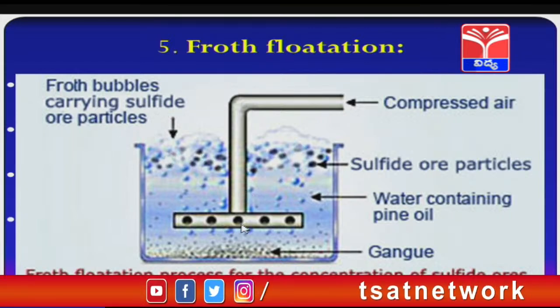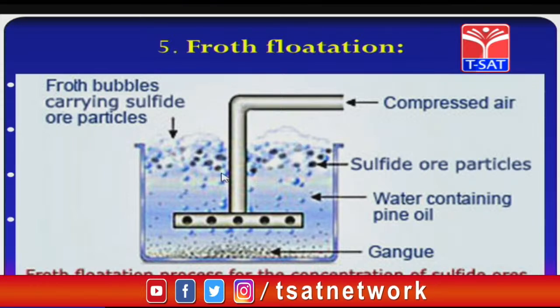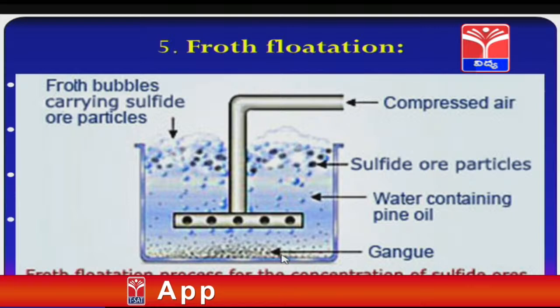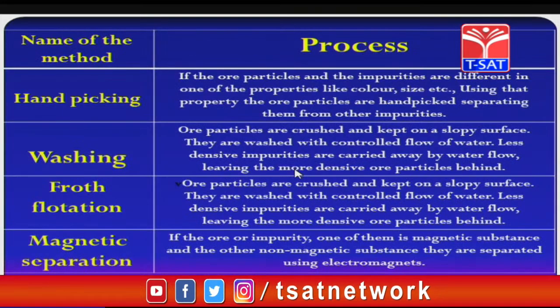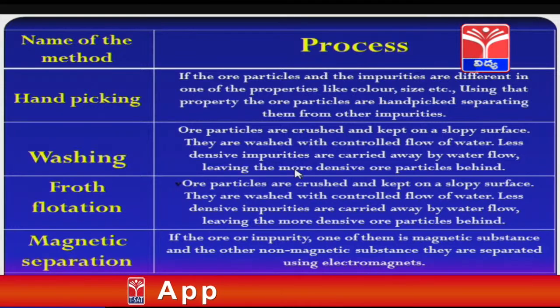And the impurities, as they are heavier, do not form froth, they settle down, and these impurities are called gangue. So, in this way the froth which is floating on the impurities is collected separately. So, in this way concentration of sulphide ore takes place. So, children, let us see what are the different methods used for concentration of ore or ore dressing.